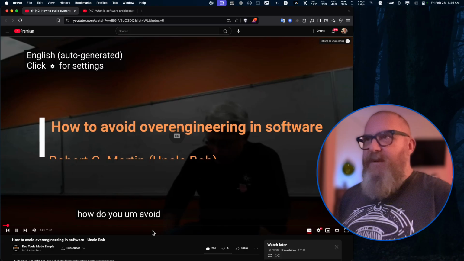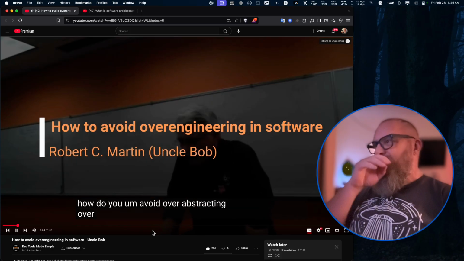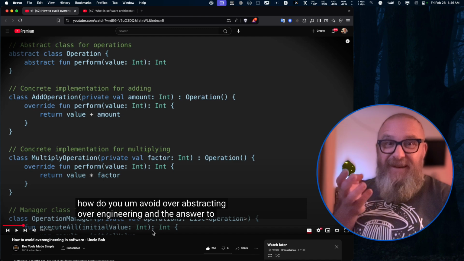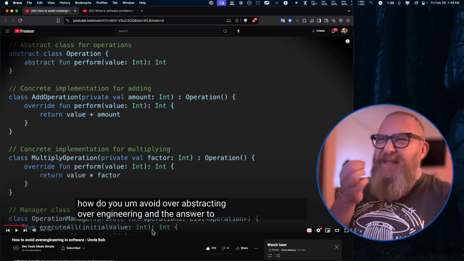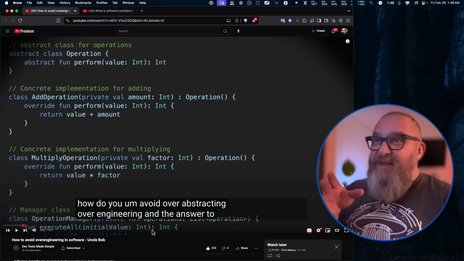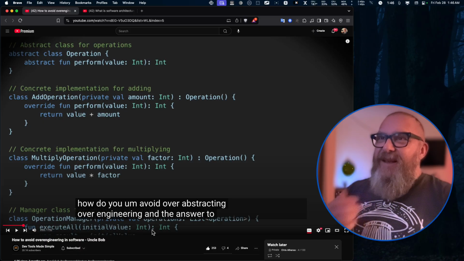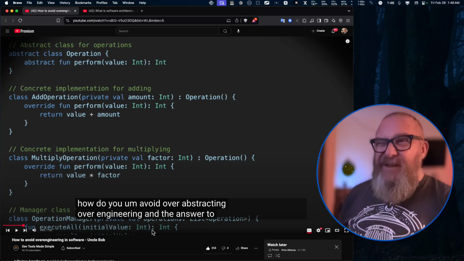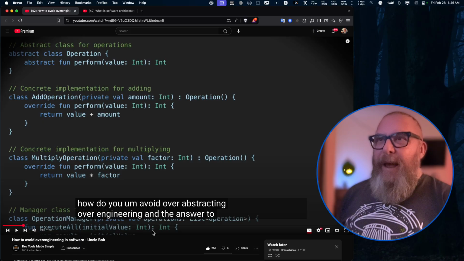How do you avoid over-abstracting, over-engineering? And the answer to that... Over-abstracting is different than over-engineering. Over-engineering is different than over... What is he talking about? Those aren't the same. He's using them as the same thing? I understand kind of what he's talking about, but over-engineering is a little different than over-abstracting.